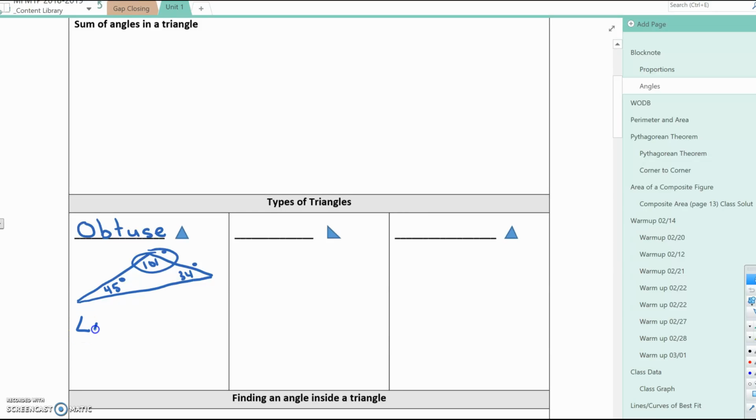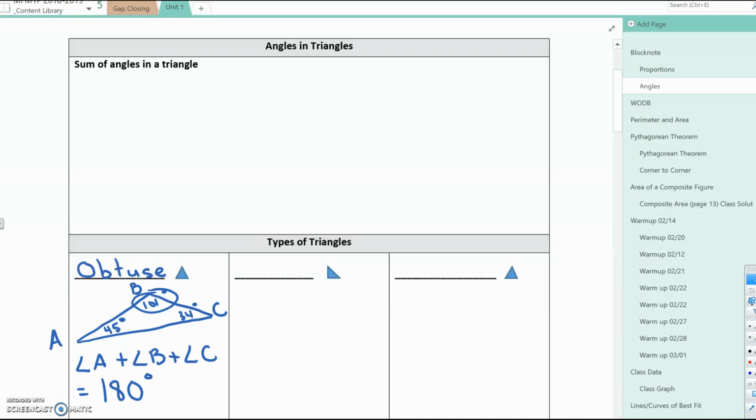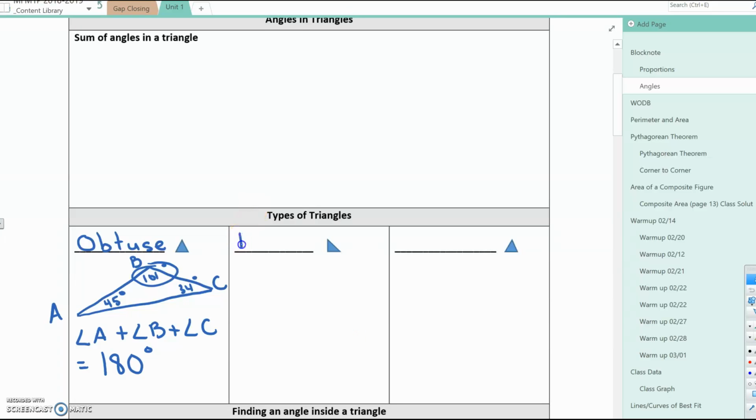So I want you to write here that when you add up angle A plus angle B plus angle C. Now we need to label which one's which. Here's angle A, here's angle B, and there's angle C. When we add up angle A with angle B and angle C, we get a total of 180 degrees. Okay? So that means that no matter what kind of triangle it is, the sum of all angles inside a triangle is always 180 degrees. Okay. So for the next type of triangle, we have a right angle triangle.